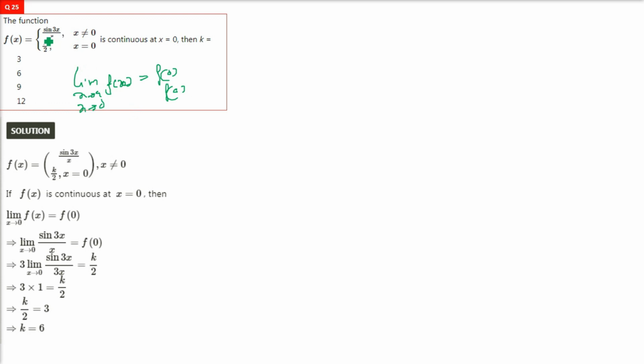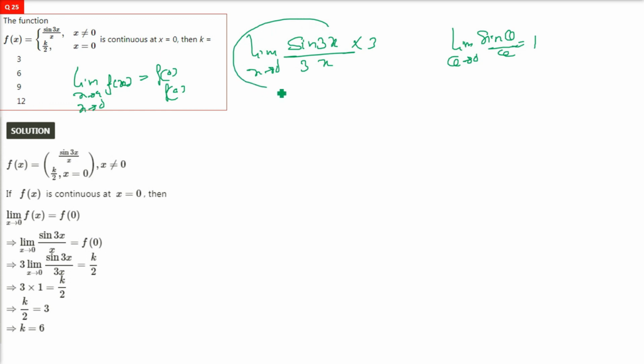So we'll just find the limit of sin 3x by x and equate it to k by 2. So sin 3x by x, introduce 3 in the denominator, and in the numerator also. And you have sin theta by theta, limit theta tends to 0, which is always equal to 1. So we have introduced this 3 in the denominator, so we have to have a 3 in the numerator. Sin theta by theta is 1, only 3 will remain. And what is it equal to? It is equal to k by 2, which is essentially equal to f(0). So k by 2 is equal to 3, that is k is equal to 6. This is your answer.